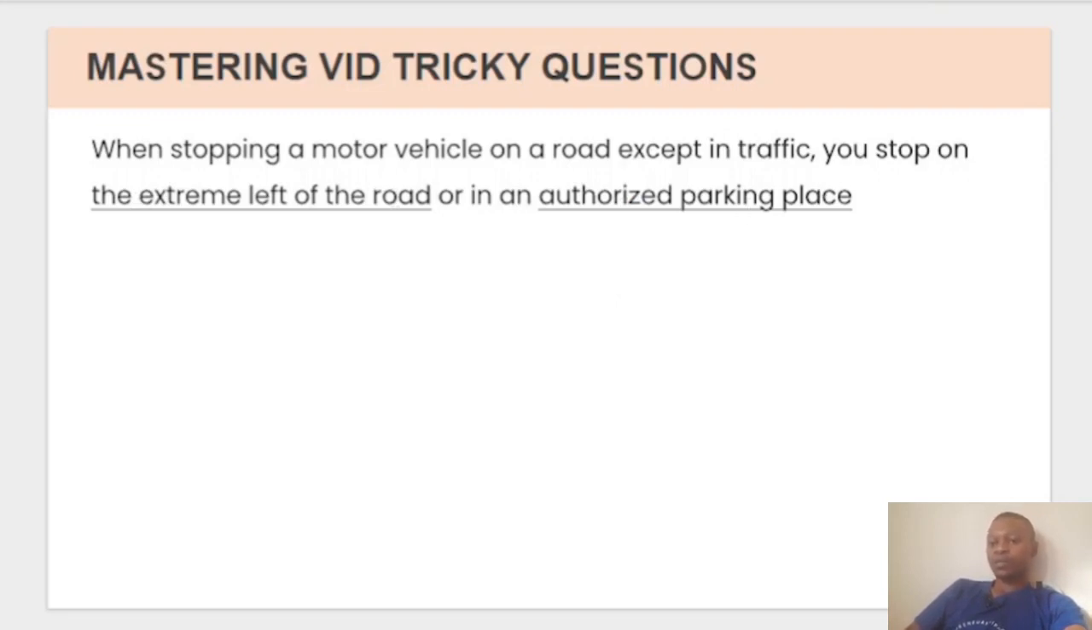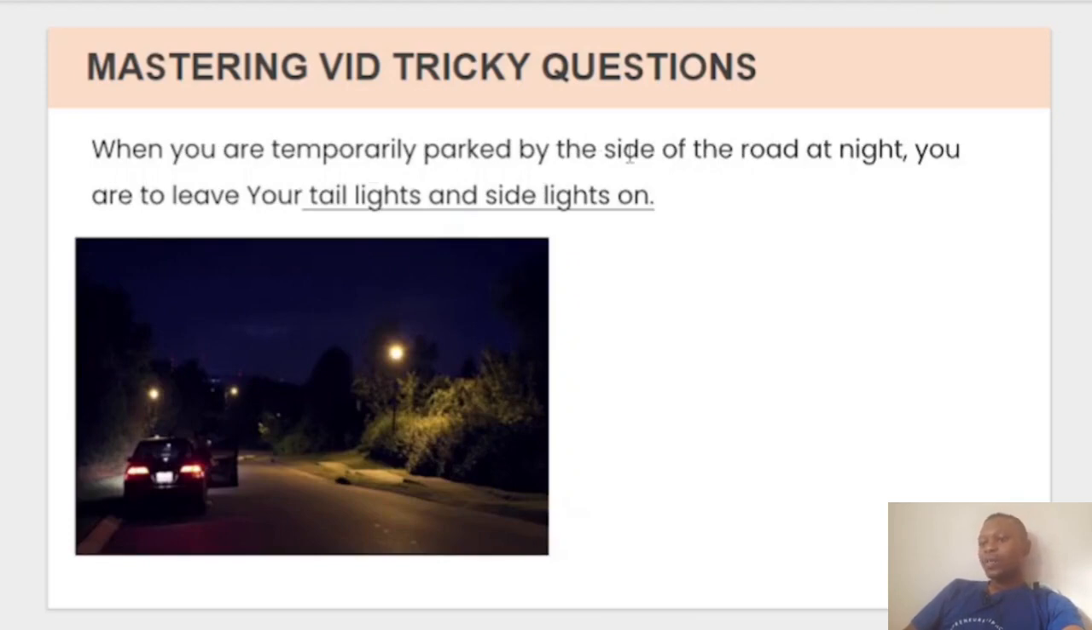When you are temporarily parked by the side of the road at night, you are to leave your tail lights on or side lights on. Like this guy is temporarily parked by the side of the road. What they should do is leave their tail lights on. Why is that? Because they want other vehicles to see them, right?